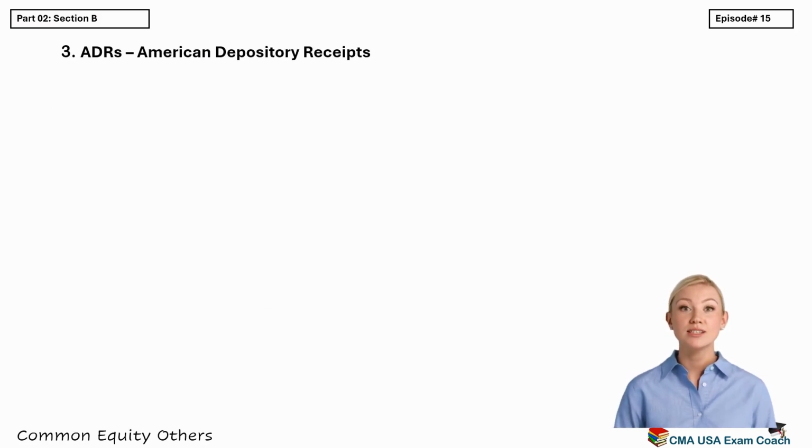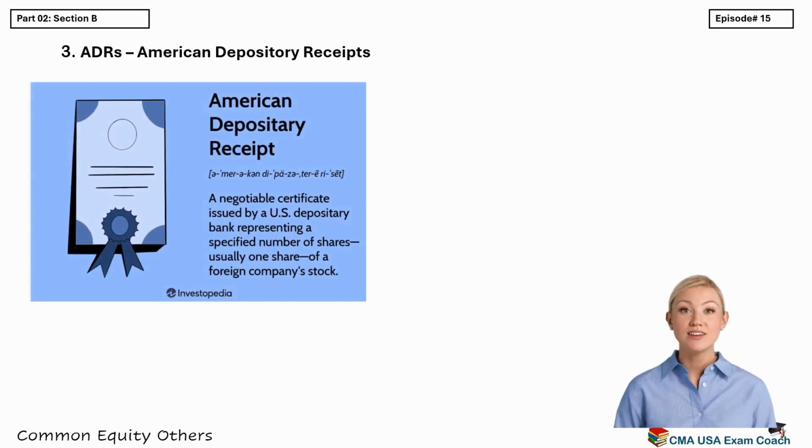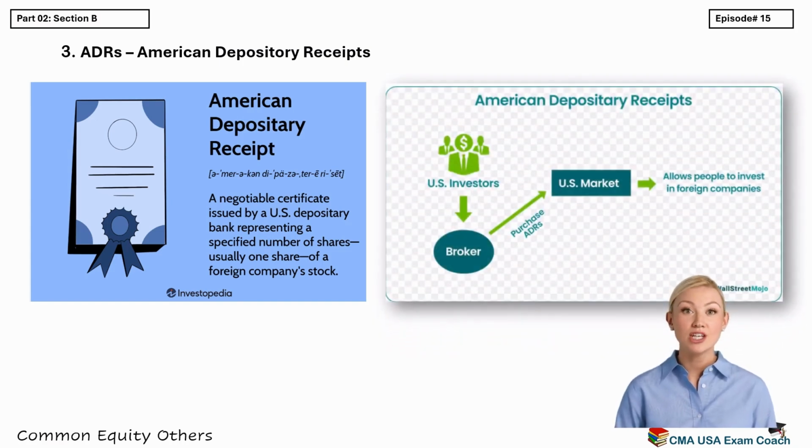Let's now talk about something very useful for global investors: ADRs, or American Depository Receipts. An American Depository Receipt is a financial instrument that allows investors in the United States to invest in foreign companies without dealing with foreign stock exchanges or currencies. In simple words, it's a way for American investors to buy shares of non-American companies, but in their own country, in US dollars, and through US stock markets.